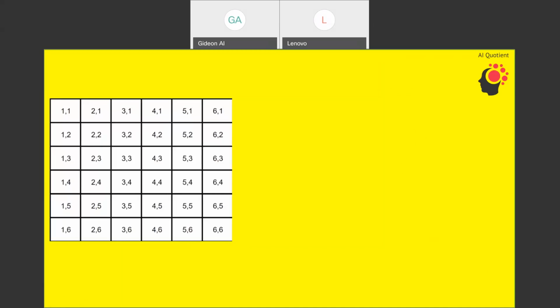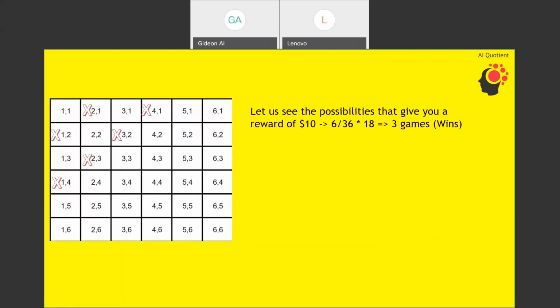Now, look at all these combinations. How many combinations correspond to a sum of 3 or 5? Because those are the combinations in which you're going to win. If you observe closely, the combinations marked with a cross are the ones that correspond to a sum of 3 or 5: 1,2; 1,4; 2,1; 2,3; 3,2; and 4,1. No more combinations. These are the only times when you actually win a game.